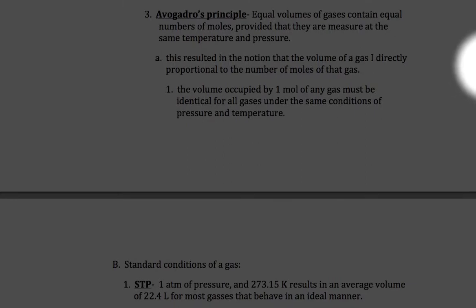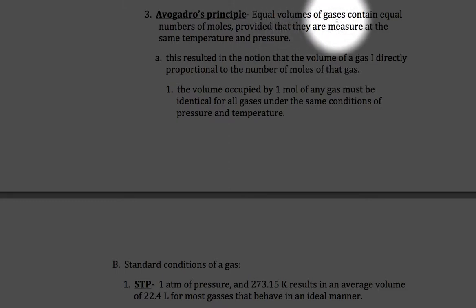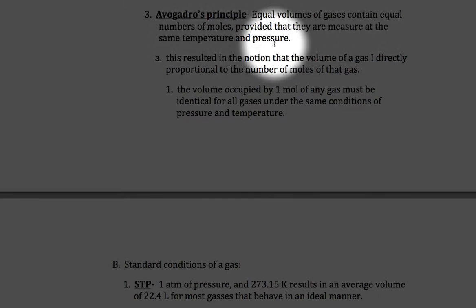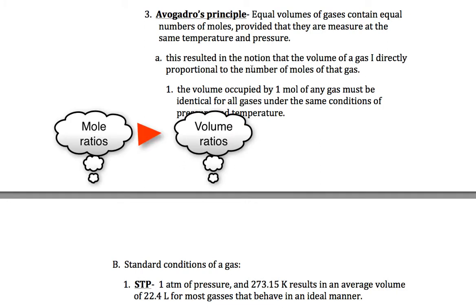So Avogadro's principle allows us to look at the fact that equal volumes of gases contain equal numbers of moles, provided they are measured at the same temperature and pressure. So basically what we're able to do from this is look at the balanced equation and use Avogadro's principle to look at volume in the same manner that we look at moles.